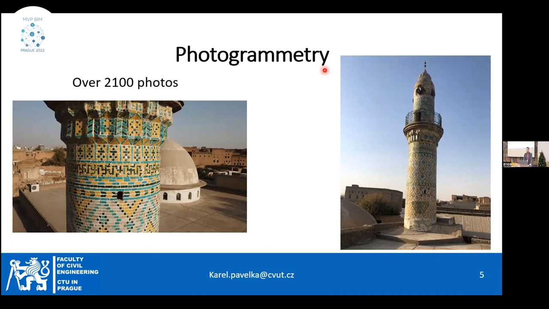From the drone, you can use GNSS, but it's not as precise as laser scanning. It is also a good check for the deformation, because we want to record the deformation of the minaret, so you can combine the data and check that the normal photogrammetry doesn't show more deformation than the object really has.